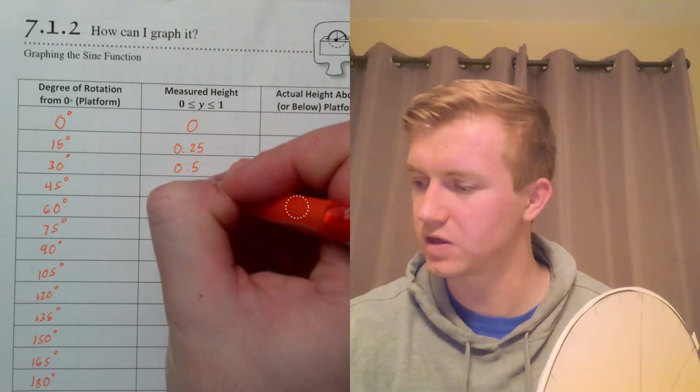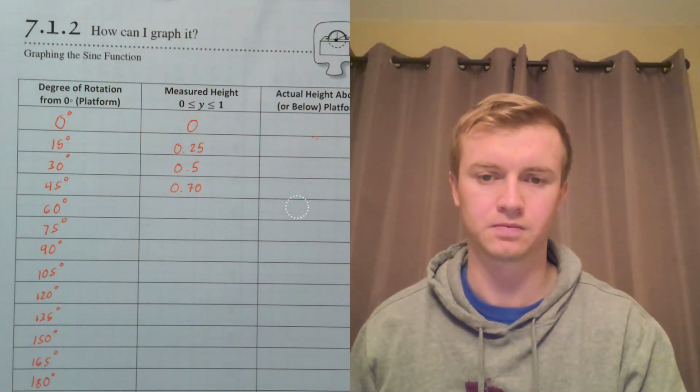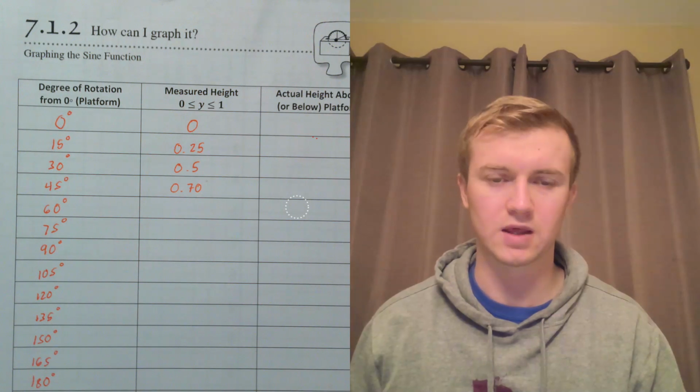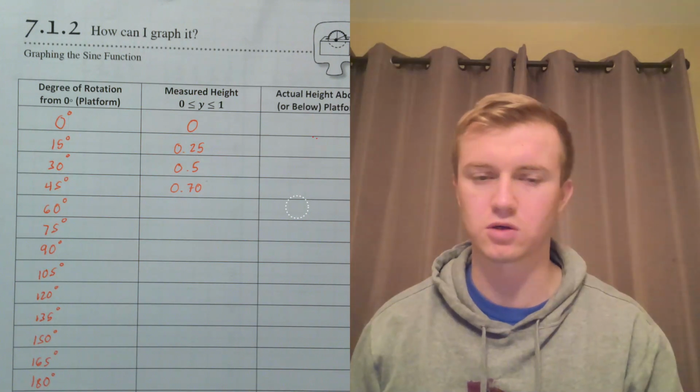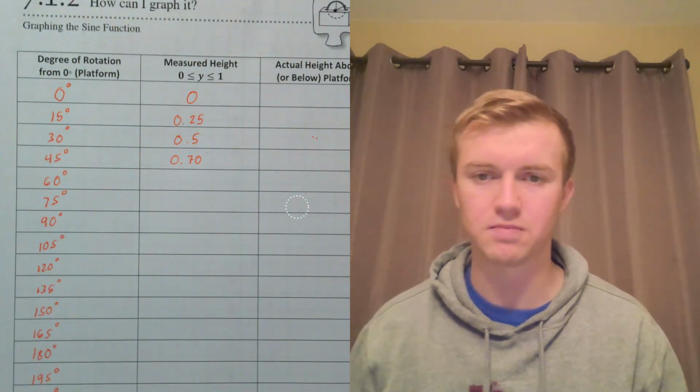Or 0.7, I should say, 70. All right, now we got that one. In this case, what we're going to do now is go ahead and measure to the value of 60. So I'm going to rotate again.